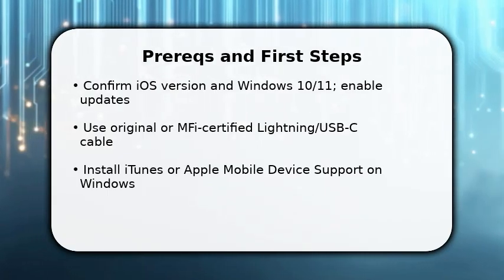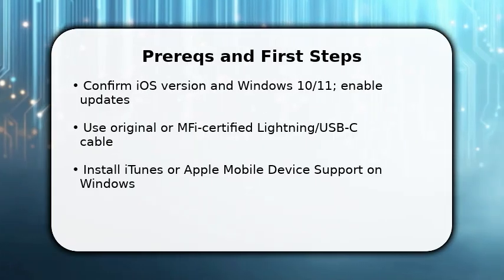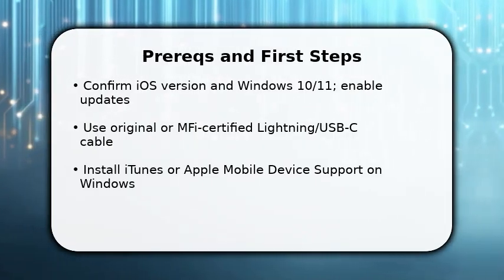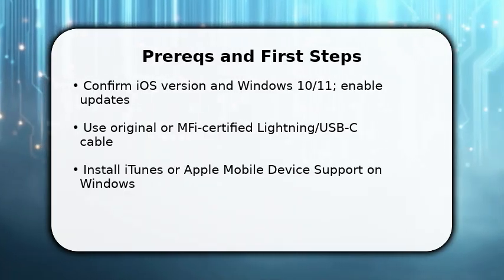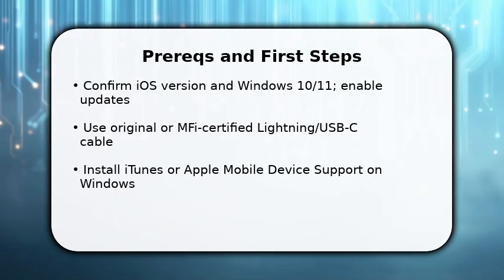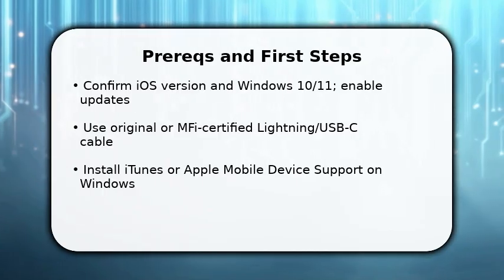Plug your iOS device into the Windows PC with a certified cable. You must unlock the device and tap Trust when prompted, because Windows needs permission to access files. On the PC, make sure iTunes or Apple Mobile Device Support is installed and running. This provides the driver that bridges the two systems.